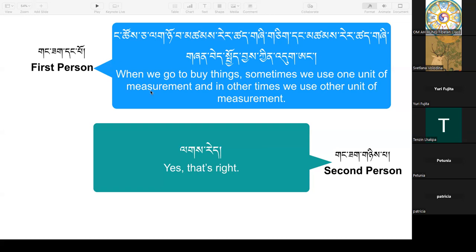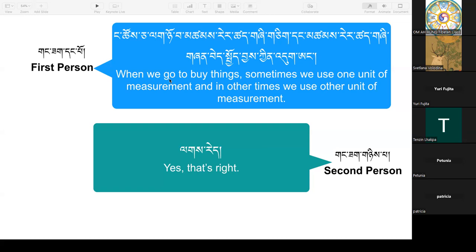So the first person, Tashila, says, when we go to buy things, sometimes we use one unit of measurement, and in other times we use another unit of measurement. So we see that there is a form of observation and contemplation upon analysis of a certain thing. So the person has analyzed that sometimes they're using one type of measurement, and in other times they're using a different form of measurement. So the form of measurement changes.